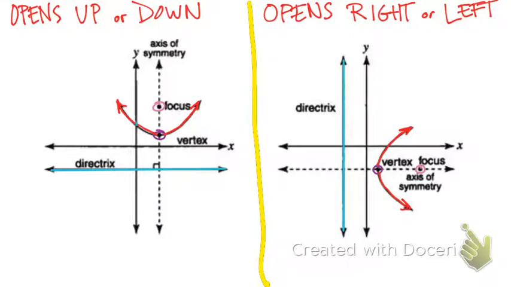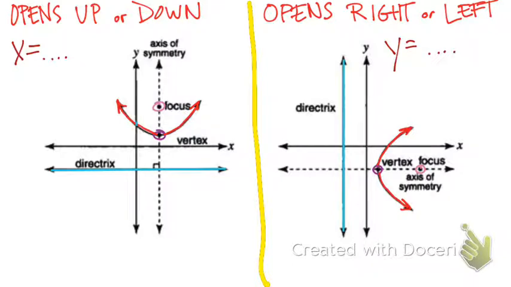All right, we're going to talk about parabolas, and I'm showing you two different types of parabolas. Parabolas can either open up or down, and when the equation's in vertex form, you can tell it's going to open up or down because it is y equals something. And then it can either open up or down or to the right or left. And if it is opening to the right or left, when it's in vertex form, it's x equals something.